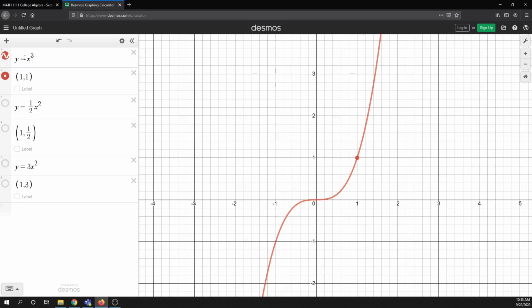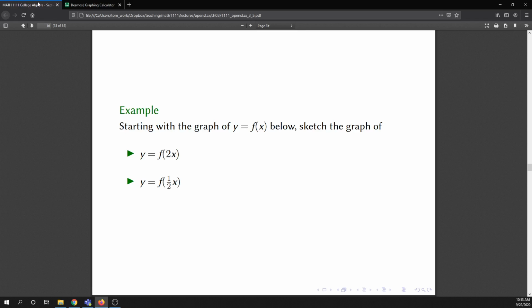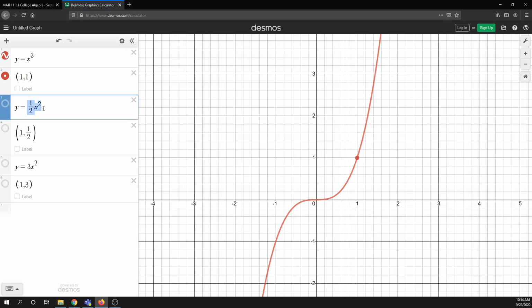All right, so in this case, we're going to start with y equals x cubed, this red graph right here. And then what we are going to do is look at y equals f of 2x. To do that, we have y equals x cubed, and we would replace the x by 2x.